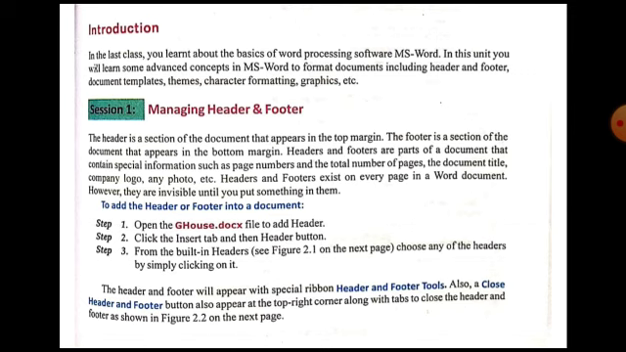Secondly, I have given a question in the assignment also: what is the special information which is contained in headers and footers? What you will write there is that headers and footers contain special information such as page numbers. Then the total number of pages, that is, the total number of pages in the document, is also mentioned in the headers and footers. Then the document title and the company logo.